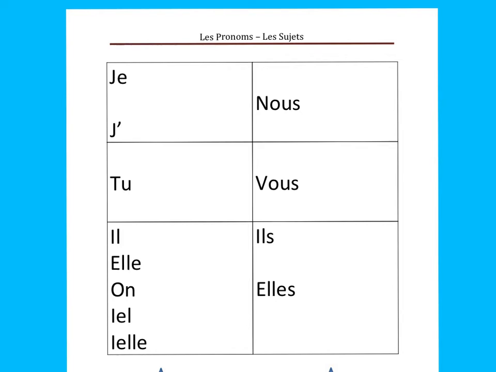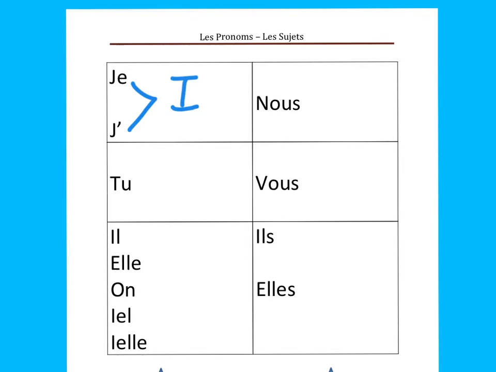On va commencer avec je et j'. These two pronouns both mean the same thing. They represent I. And you know these because they are things like j'aime or j'adore or je m'appelle. Almost every sentence you've used to talk about yourself has started with je or j'. That's a very, very familiar one for you.